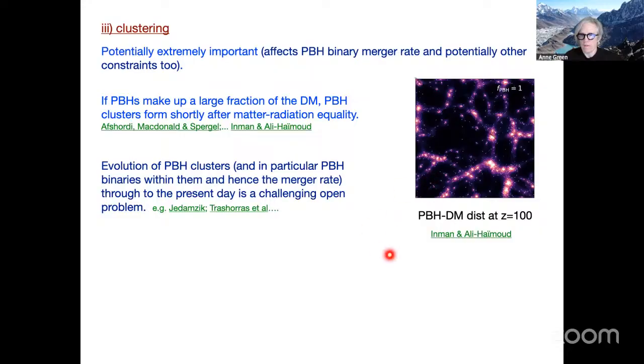Here on the right, I've got a picture by Derek Inman and Yacine Ali-Haïmoud, where they did some really nice simulations of structure formation with both just primordial black holes and a mixture of primordial black holes and dark matter. And this is the end of their simulations at a redshift of around 100. And what you're seeing is you do indeed get lots of early clustering. But the problem is technically you can't run a simulation with the dynamical range to resolve those structures up to the present day once they've merged within bigger structures. So this is a difficult problem.